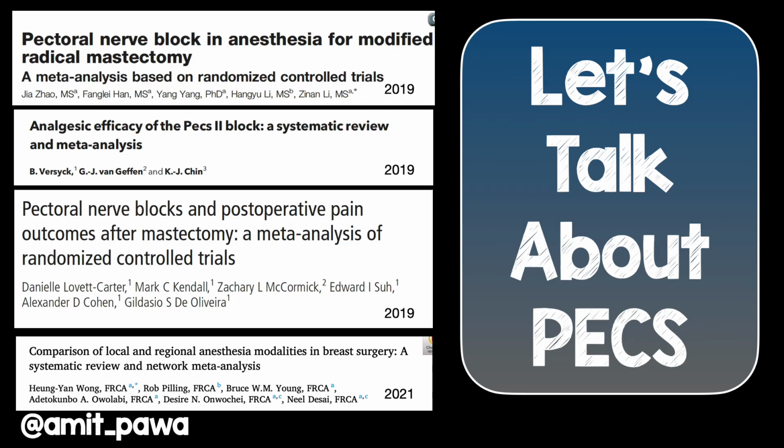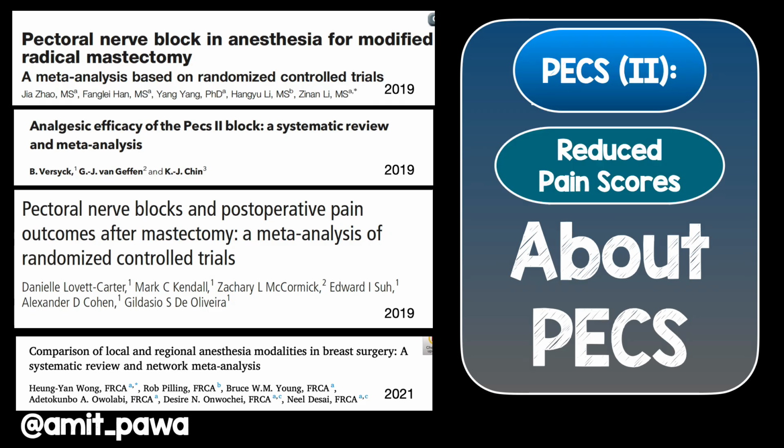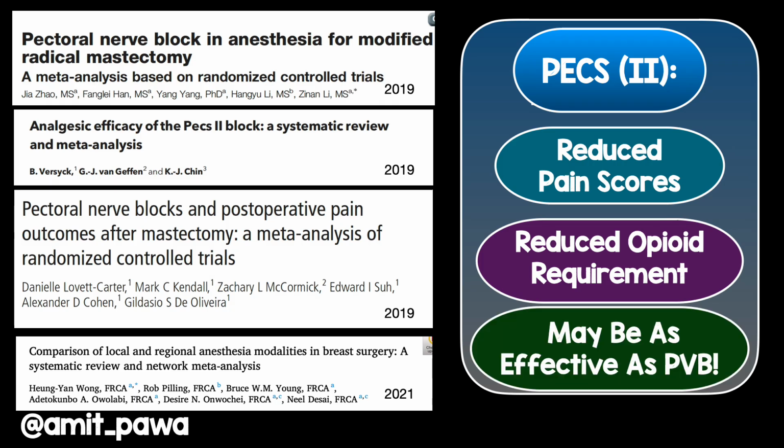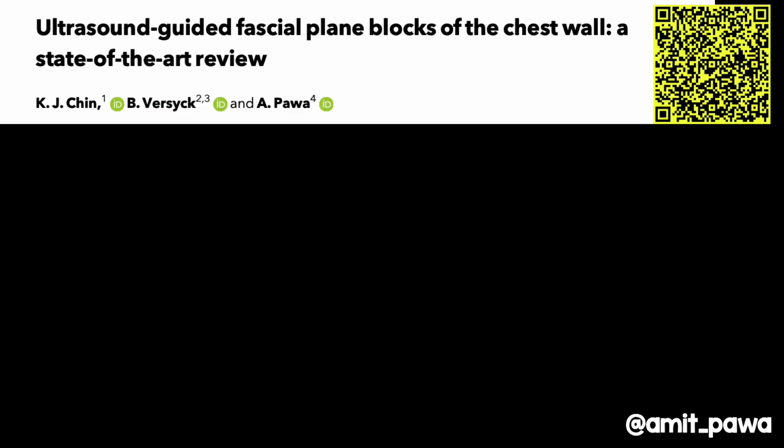Now, it's probably time we talk about PECS blocks, because there's been a whole host of work looking at PECS blocks. And what can we say about them? Well, when we look at the PECS 2 blocks, it certainly reduced pain scores, it reduced opioid requirements, and it may be as effective as a paravertebral block. I find that last one hard to believe, but certainly it's what some of the evidence suggests.